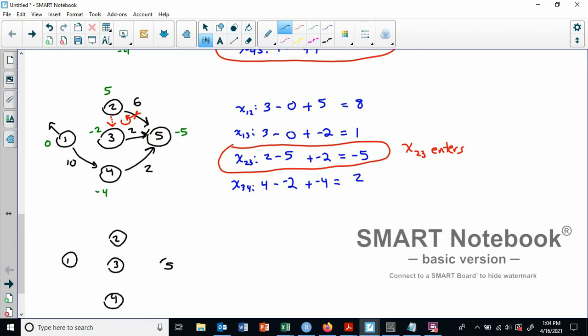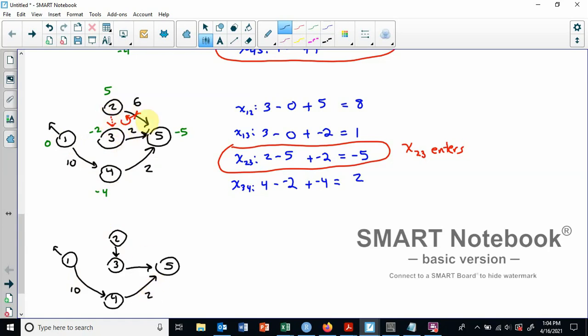And then, let's see, this arc is still there, this arc is still there, this one's still there, this one got added in. Let's update the flows. 1 to 4 and 4 to 5 are not in this cycle, so they do not get changed. That is still 10 and 2.